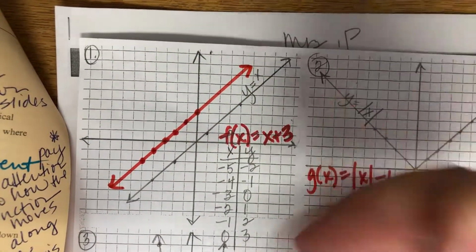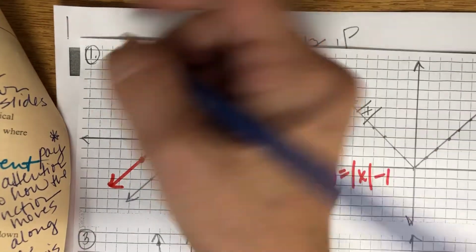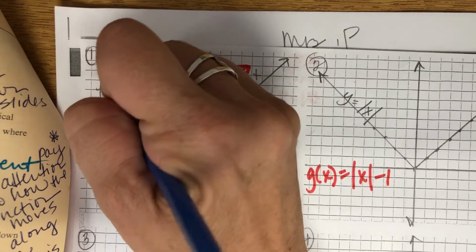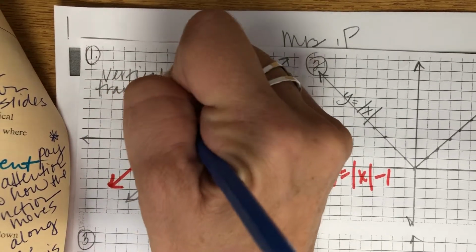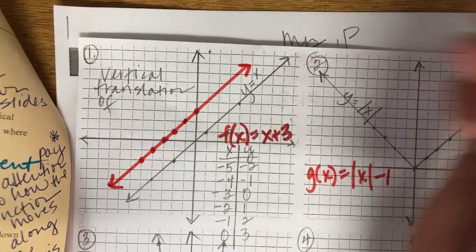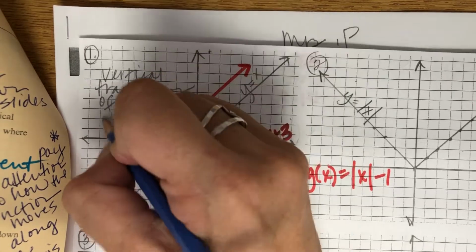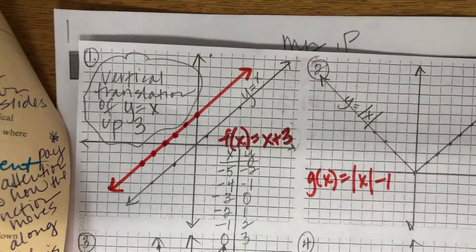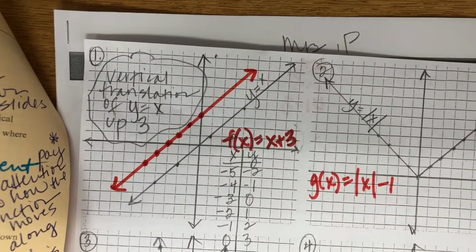And then I have to do a description of this. The plus 3 gave me a vertical translation of the parent up 3. Translation of y equals x up 3. The description is important. Make sure that it's either on your graph or it's on your document.